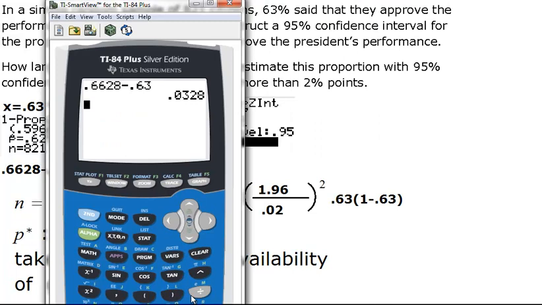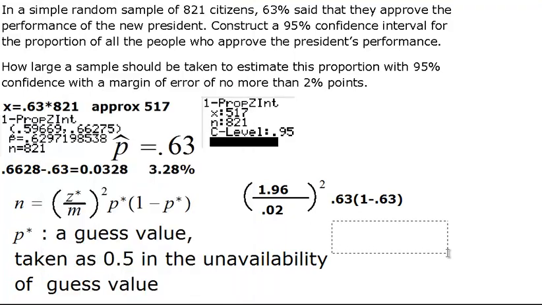and all I have to do is put that in my calculator, which we will write here. So we have 1.96 divided by 0.02, and then we square the quantity, then we multiply by 0.63, and then take 1 minus 0.63. All right, and we have what? 2238.69, or rounding will give us 2239 as the required sample size.